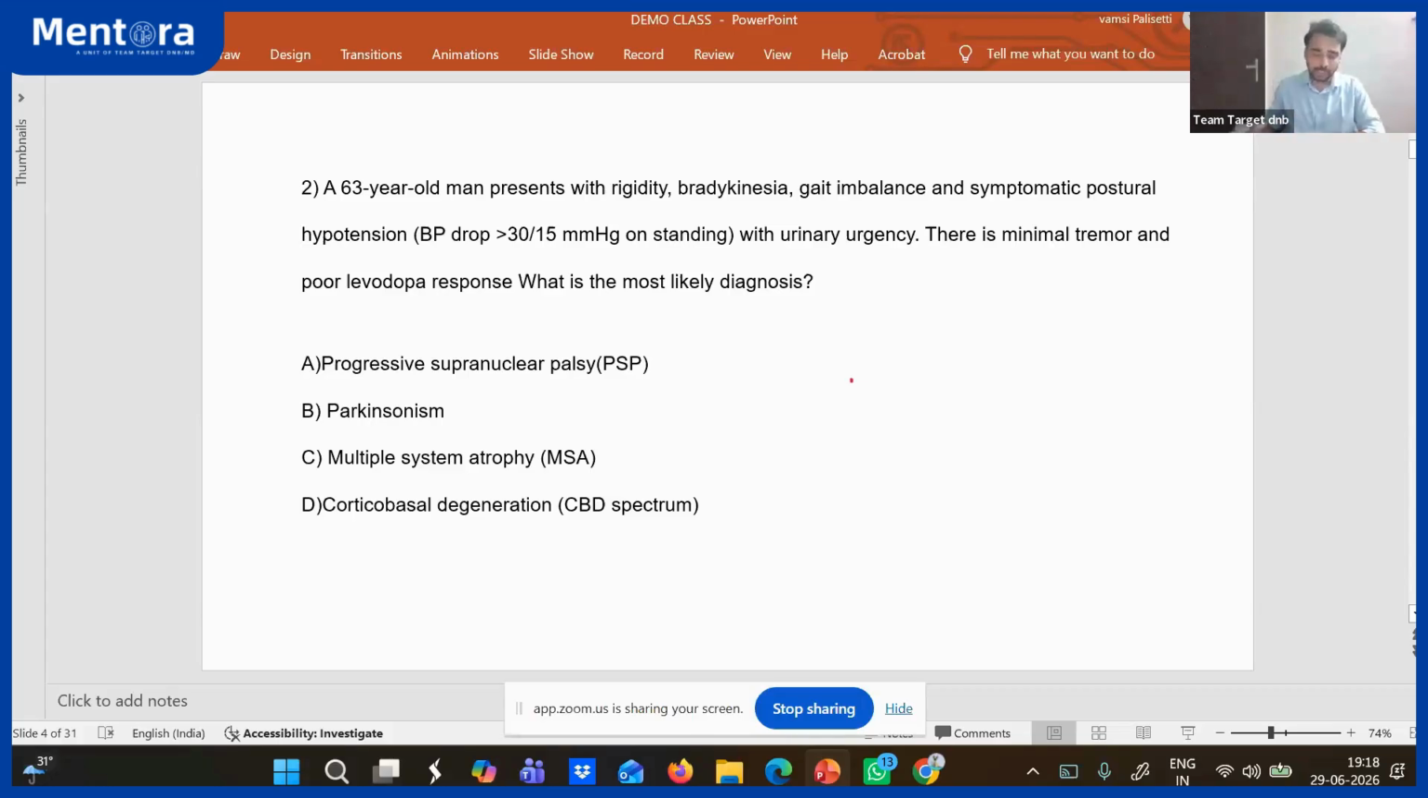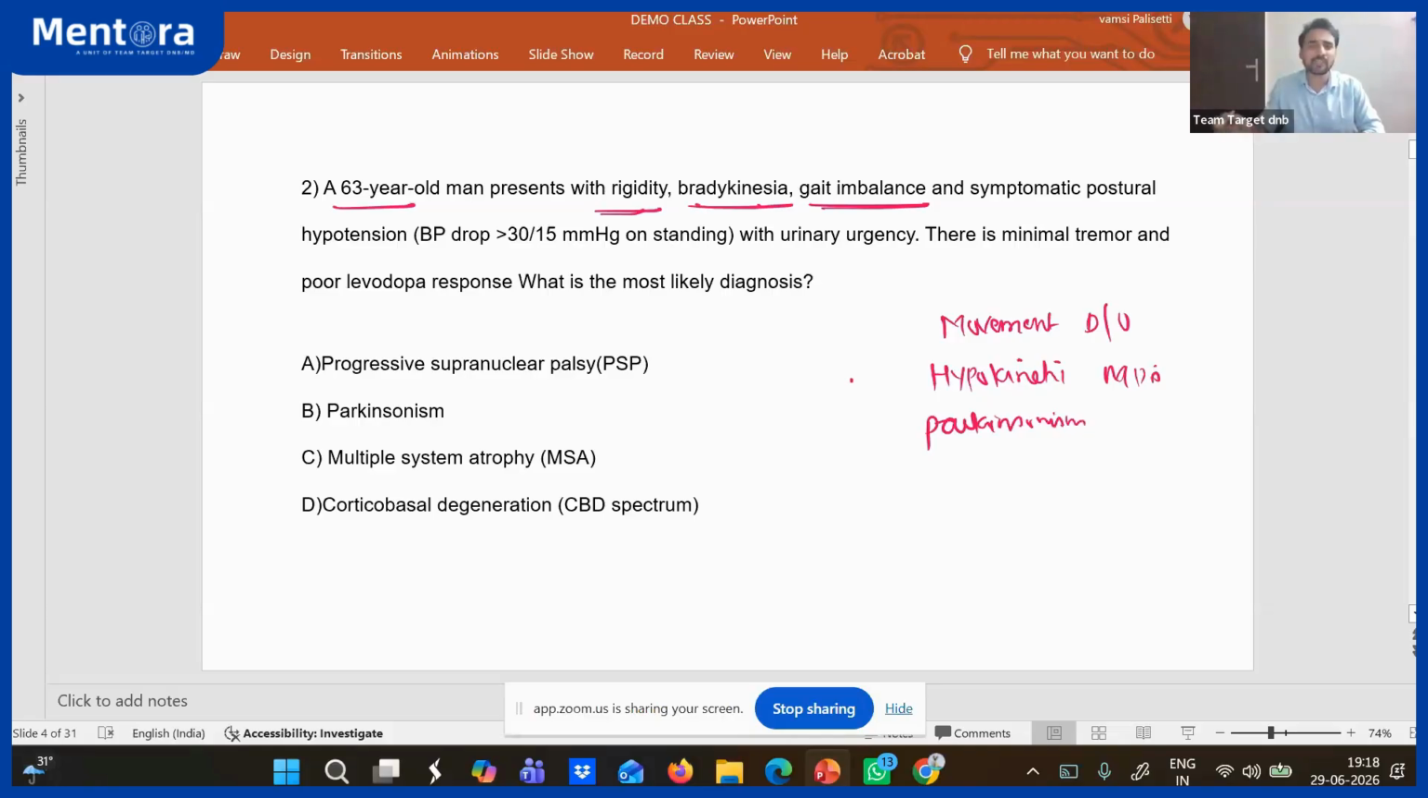This question, the examiner is asking: a 63-year-old man presents with rigidity and bradykinesia and also gait imbalance. So what is this? This question is about movement disorders of the brain. In movement disorders, rigidity and bradykinesia means it's a hypokinetic movement disorder. Apart from that, the patient has rigidity, bradykinesia, and gait imbalance. That means the patient is having some Parkinsonism features, right? You can agree.